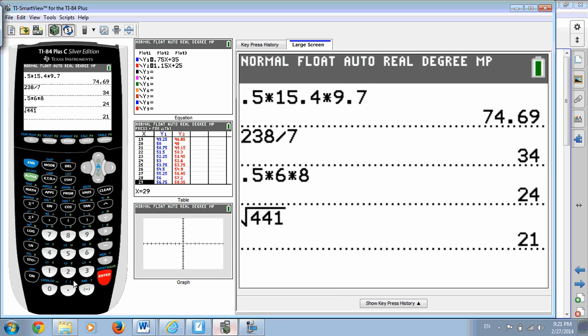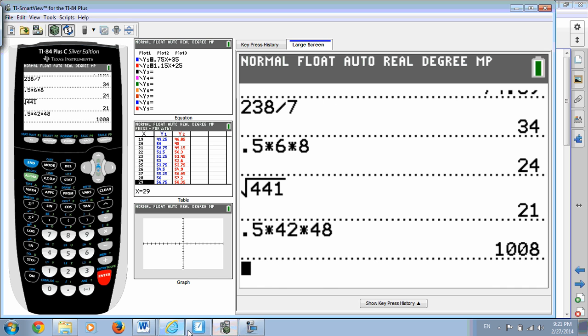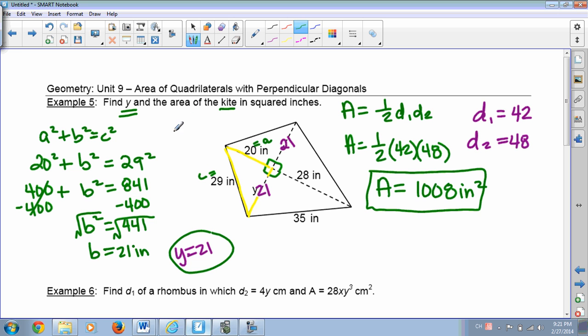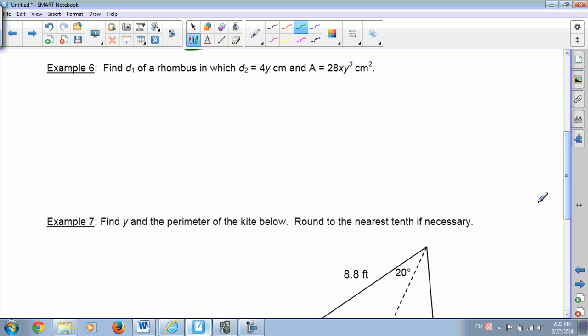Let's go to our calculators. 0.5 times 42 times 48 gives us 1008. So the area of this kite is 1008 inches. I'm sorry, inches squared. Don't forget the squared. And we've answered all of our questions. We were looking for y. Y is 21, and we were looking for the area, which is 1008 inches squared.